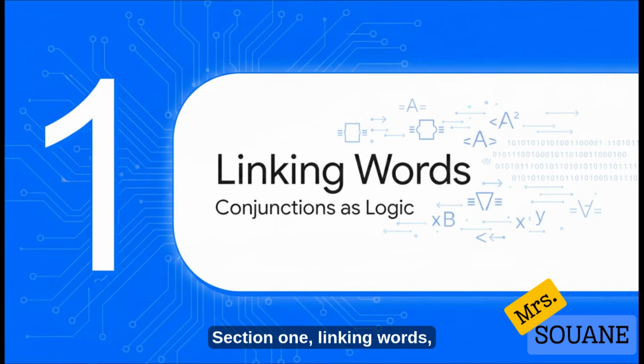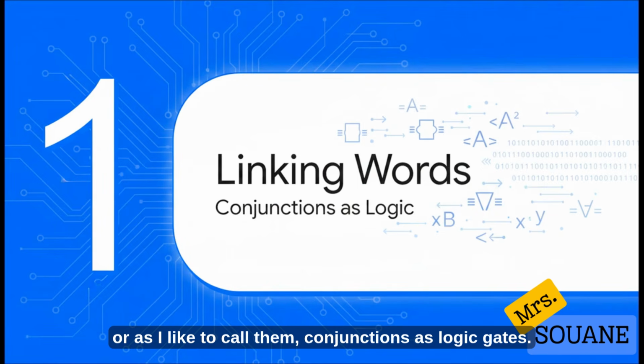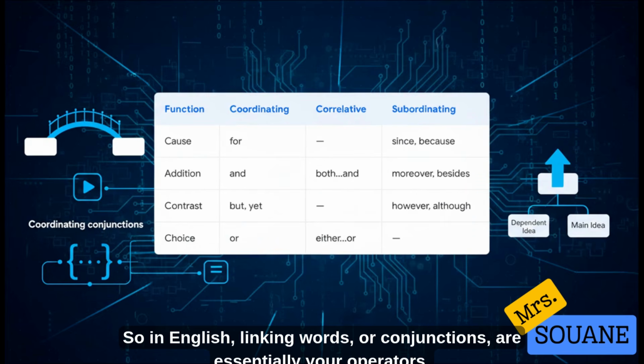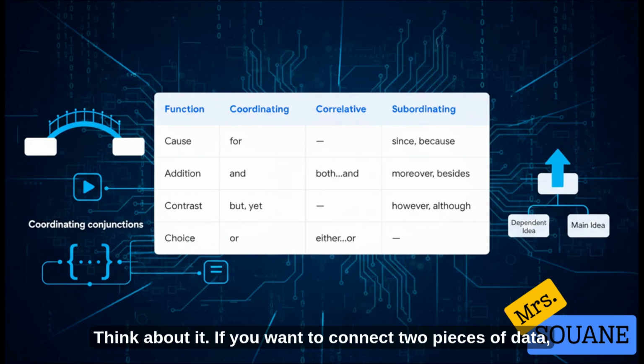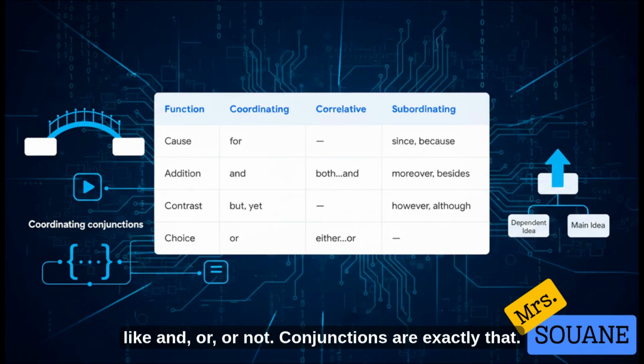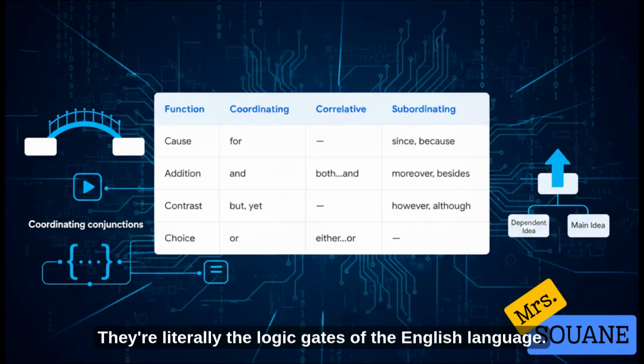Section 1. Linking words, or as I like to call them, conjunctions as logic gates. So in English, linking words, or conjunctions, are essentially your operators. Think about it. If you want to connect two pieces of data, or maybe two functions in programming, you absolutely need an operator, like and, or, not. Conjunctions are exactly that. They're literally the logic gates of the English language.